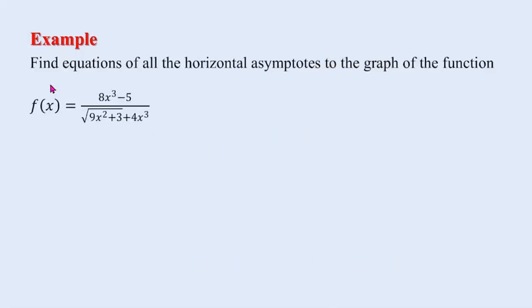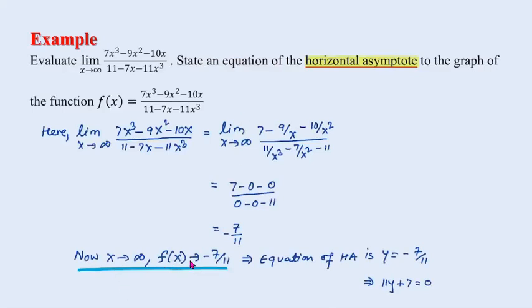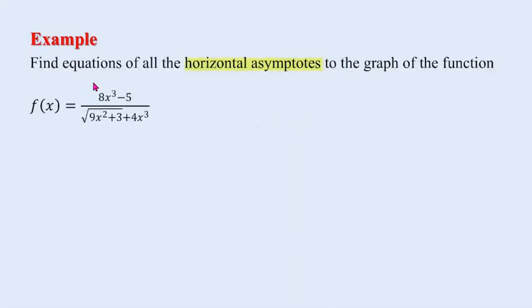Example 6 here. Find equation of all horizontal asymptotes to the graph of the function, which is given here. So now, when you're looking for the equation of the horizontal asymptote, as we have seen in the previous question, we have to find the value of the function or the limit when x approaches infinity. In this one, it was just infinity, but this is more of an open question. So we have to find the limit when x approaches positive and negative infinity. So let's do two cases here. The first case is when x approaches infinity.